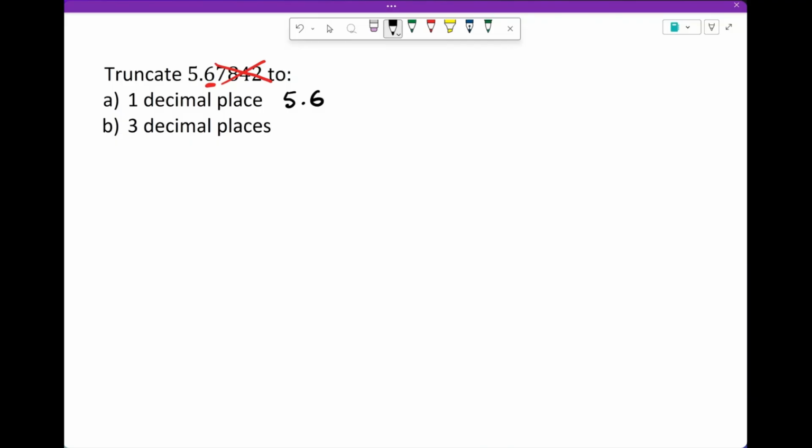Let's look at part B. Part B says 3 decimal places. So the third decimal place would be the 8, and therefore we would rub out everything after that. So the 4 and the 2 are gone. The final answer is 5.678, like that. And that's truncation. So let's now consider bounds.